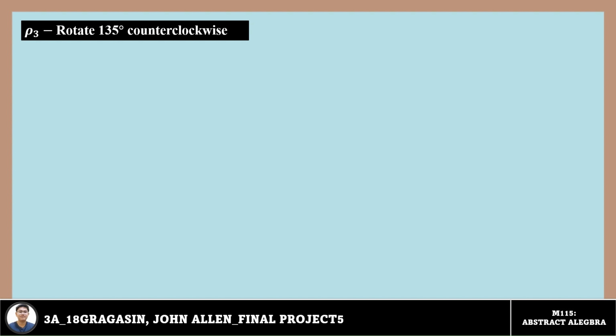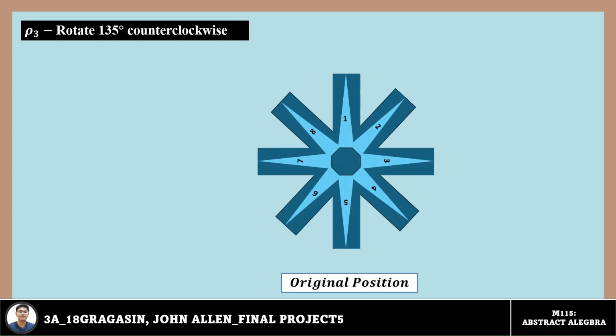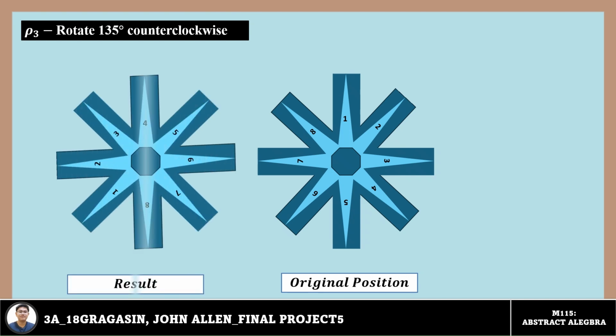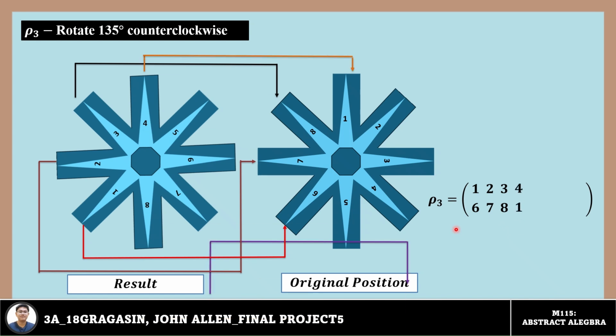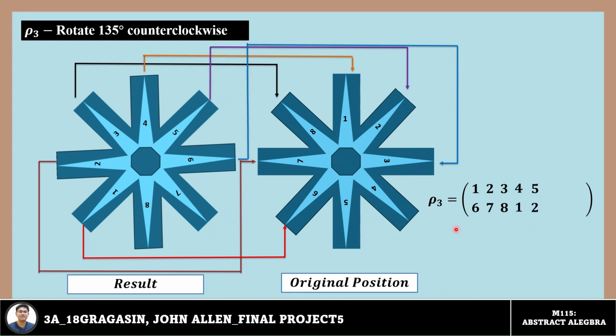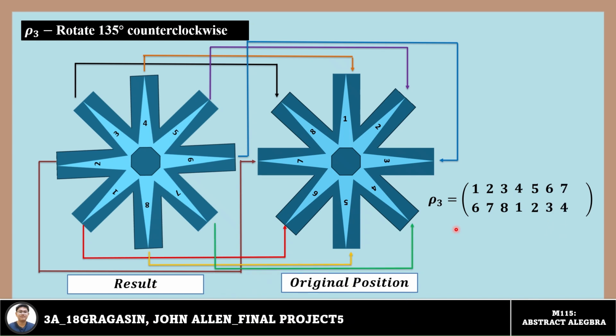Next, we have here the rho sub 3, rotate 135 degrees counterclockwise. So we have here the original position and this is our result. For rho sub 3, we have here the elements: 1 is to 6, 2 is to 7, 3 is to 8, 4 is to 1, 5 is to 2, 6 is to 3, 7 is to 4, and 8 is to 5. So these are the elements for our rho sub 3.